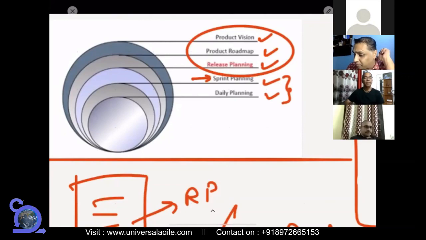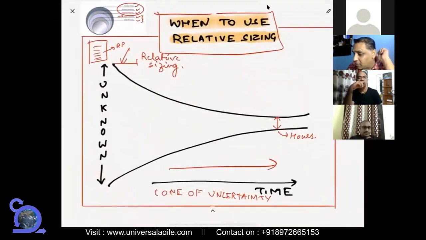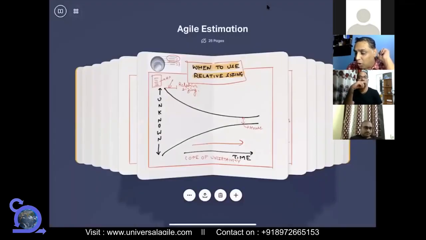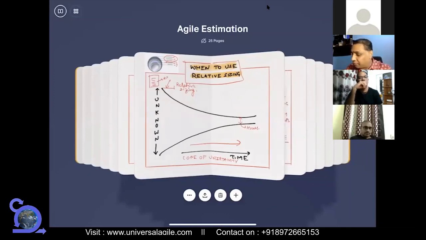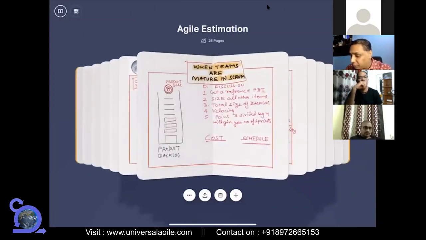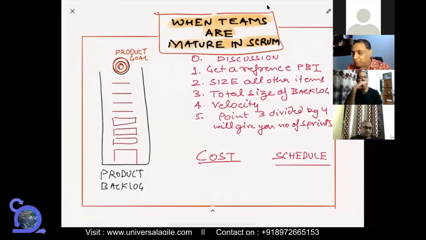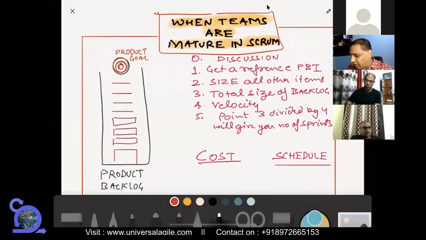Clear to everybody? Yes. Awesome, guys. So now you know when to do it during the life cycle of the project. I am talking about a whole project level, not a particular piece of work. Now let's understand when teams are mature in Scrum, how do you leverage this technique? Let's learn that.